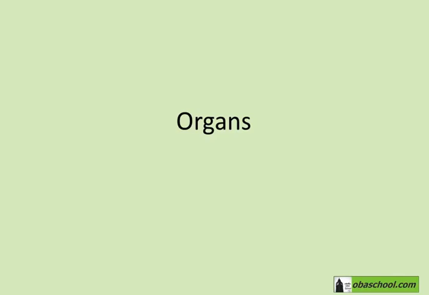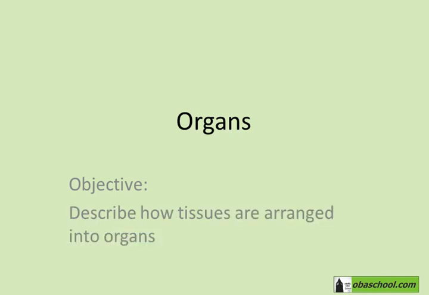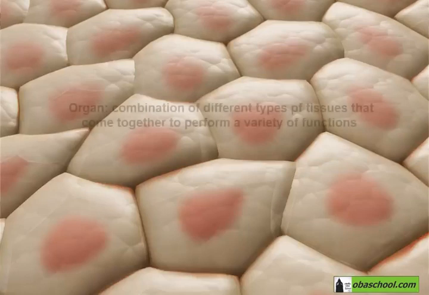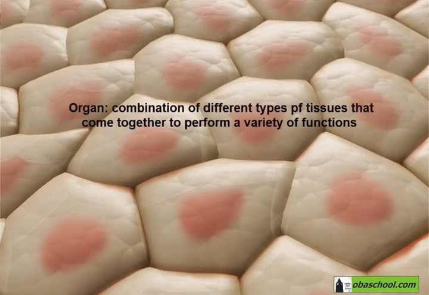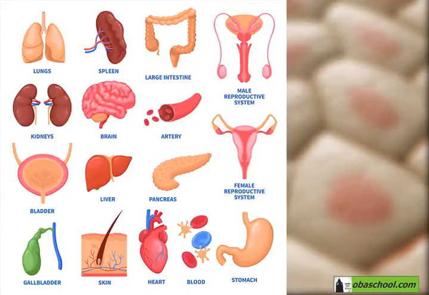The next level of organization is the organs. The objective of this video is to describe how tissues are arranged into organs. An organ is a combination of tissues that are coordinated to perform a variety of functions together, all while having one predominant major function. The stomach is an organ.